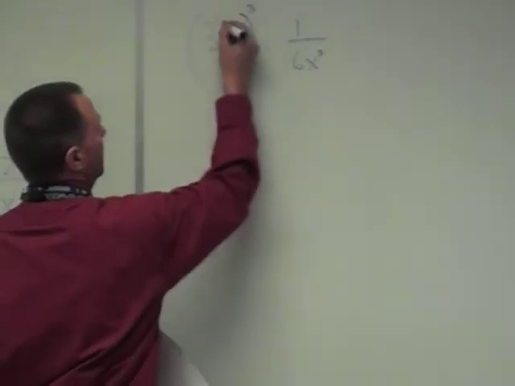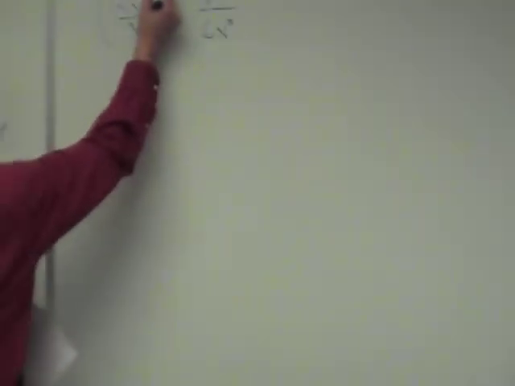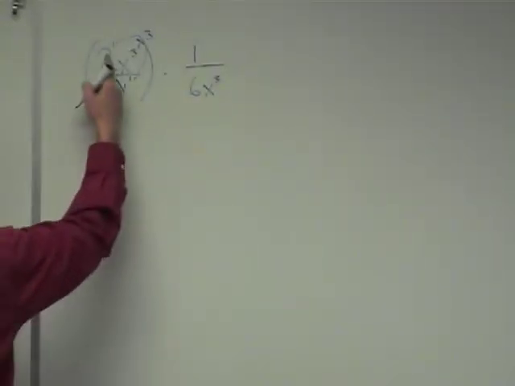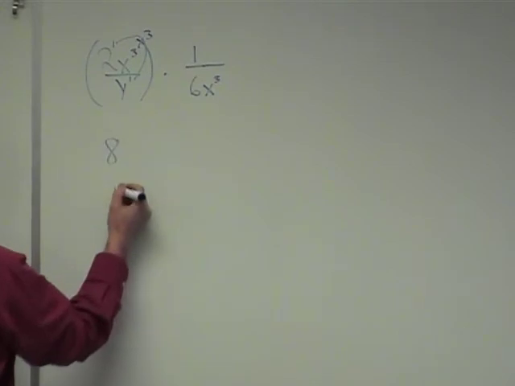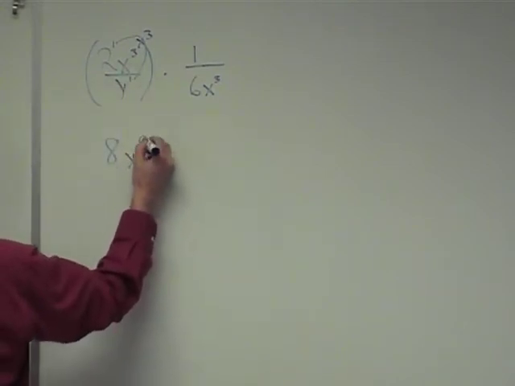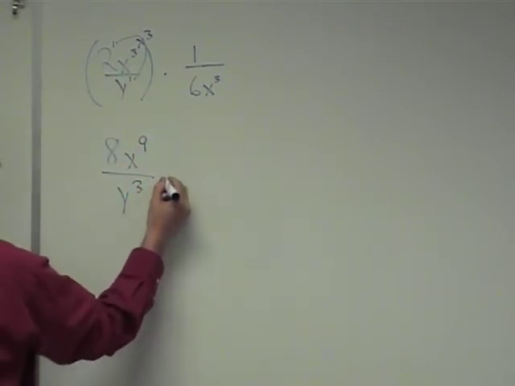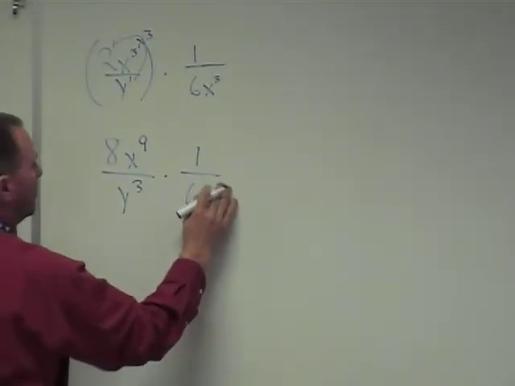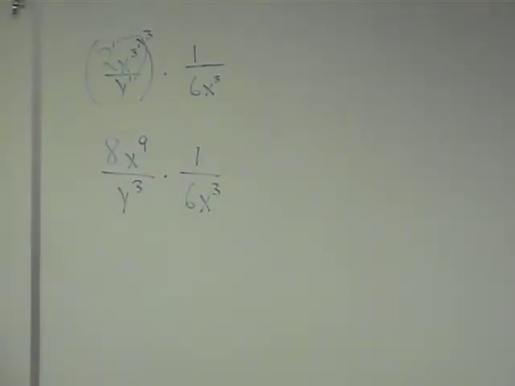So let's distribute that 3 to every exponent. Alright? Now, what number is this? 34. It's in the second set? Yeah. Alright, so now we're going to do 2 cubed, which is going to be 8. That's going to be x to the 9th, and that's y to the 3rd. Does everybody agree with that? Yeah. Alright, now once you've distributed that exponent through, those parentheses are gone.